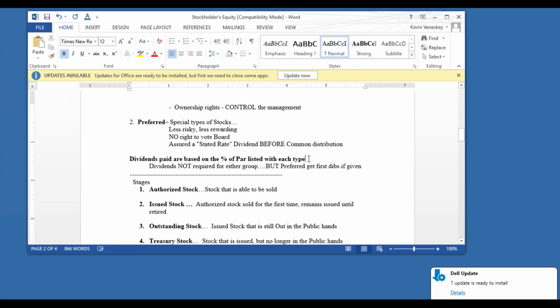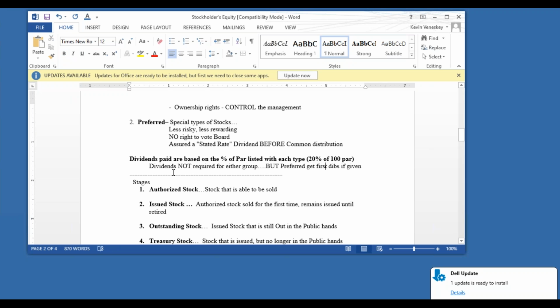An example that you'll see possibly would be maybe 20% of $100 par. We'll talk about the par value in a little while. But essentially this is saying that whatever the par value is, you're going to get 20% of that per share that you own. So if you own one share, you're going to get $20 of whatever dividends are paid. You're going to get the first dibs at that of 20 bucks. Anything else goes to the common stockholders.